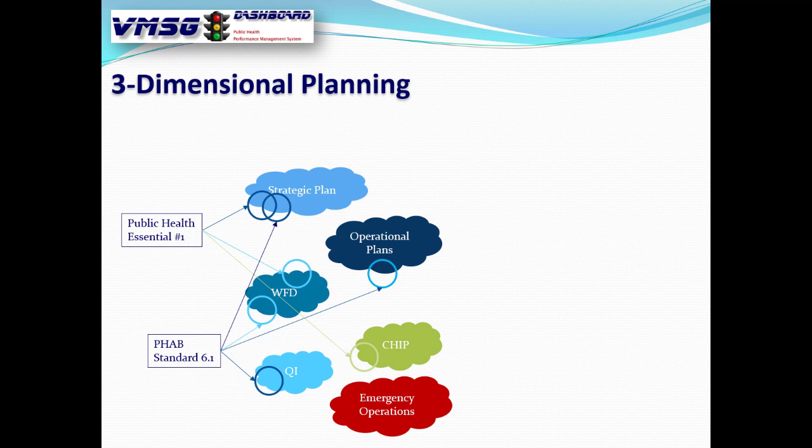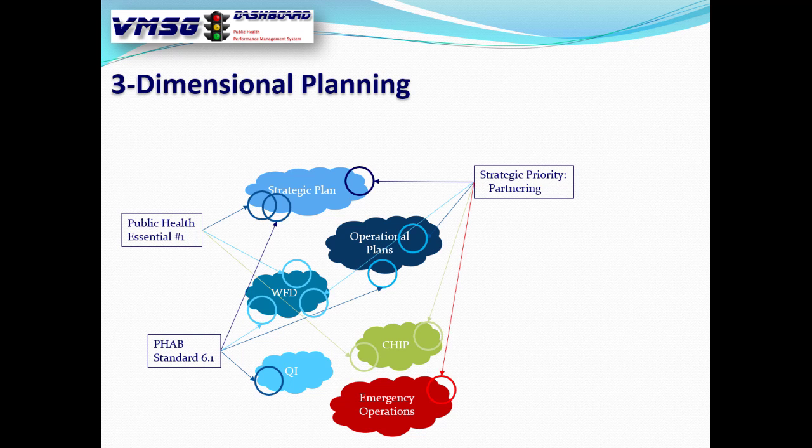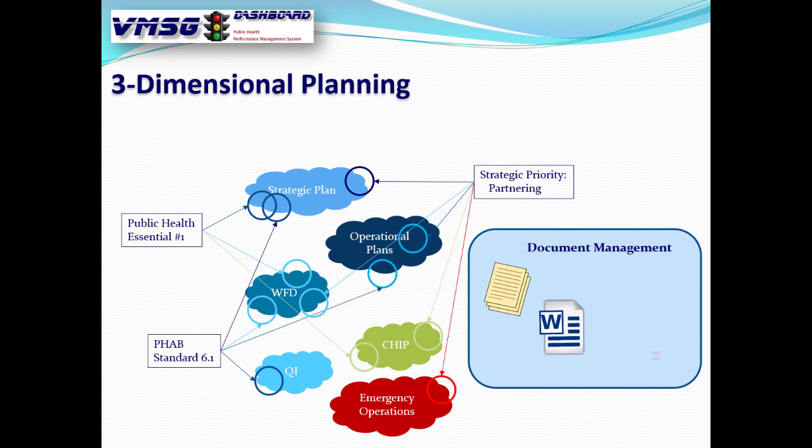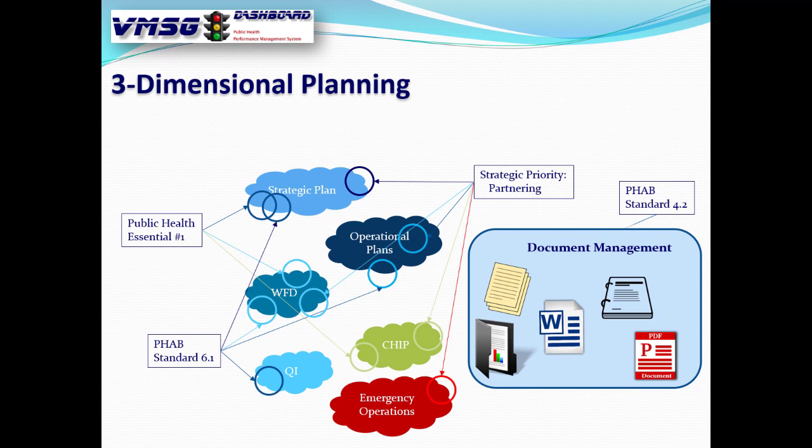Those strategic priorities we talked about on the dashboard screen, I can go in and say these pieces of these plans are supporting our strategic priority of partnering. And the same thing with the documents. Each document can be tagged with multiple categories to allow you to go back, and in this case, you might say, these are the 3 documents that are tagged for FAB Standard 4.2. So when it's time to upload those documents into the eFAB system, you can easily go back and find them.